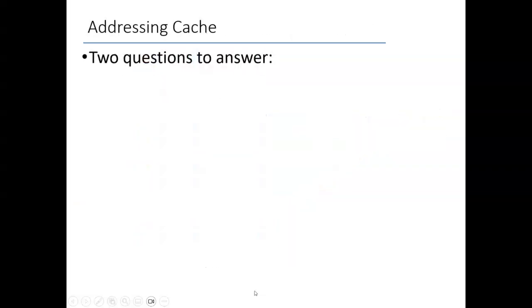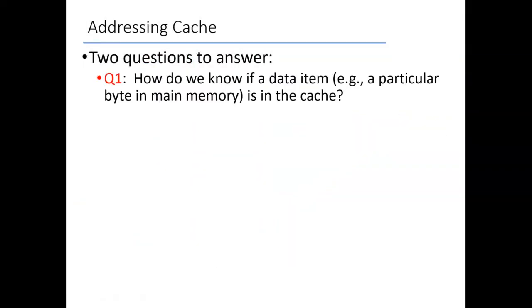Now we need to answer 2 questions. This is very important. These are 2 fundamental questions. First, how do we know if a data item, for instance a particular byte in memory, is in the cache or not? And the second question is, if it is in the cache, how do we find it?